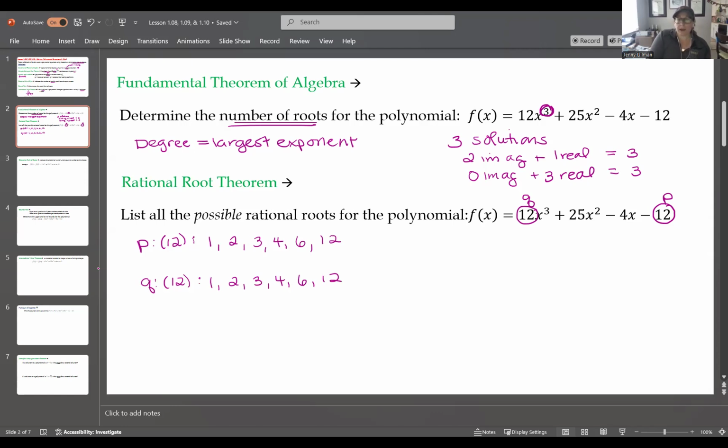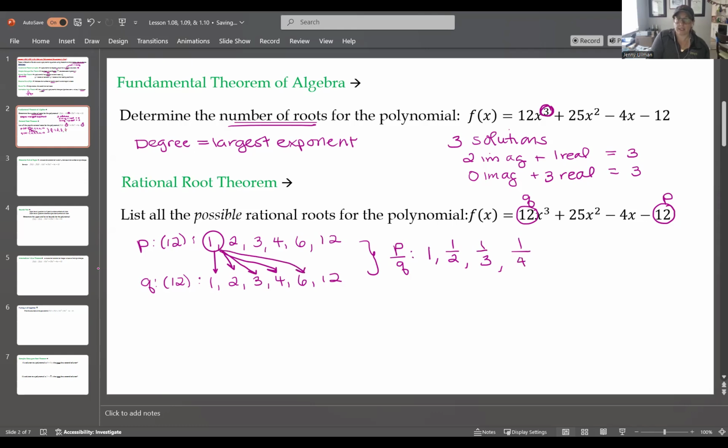In order to get my list of roots, what I'm going to do is divide them. So I'm going to take every single P and divide by every single Q. So I'm going to do that one at a time. So to start with, I will take the number 1 and I will do 1 divided by 1, which is 1. Then 1 divided by 2. 1 divided by 3. 1 divided by 4.